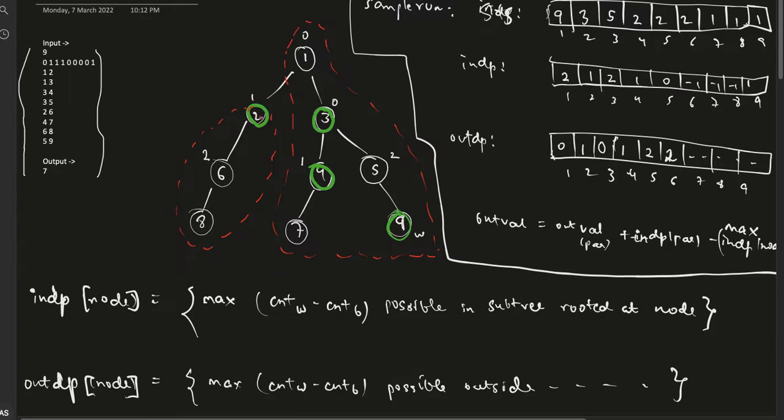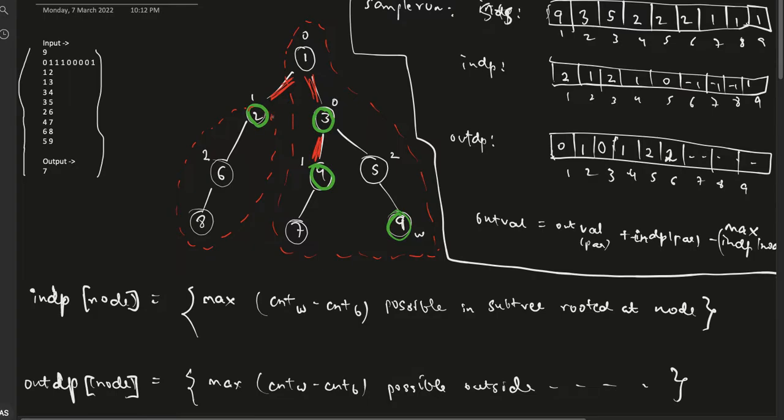So in the optimal subtree, if only this node would have been considered, we would have reported the answer as 1. But we can observe that if we take this subtree as the subtree containing the node 2, the value of count w minus count b for this particular subtree is 3 minus 1, that is 2. 2 is greater than 1. So clearly we're missing something if we are only considering NDP of node.